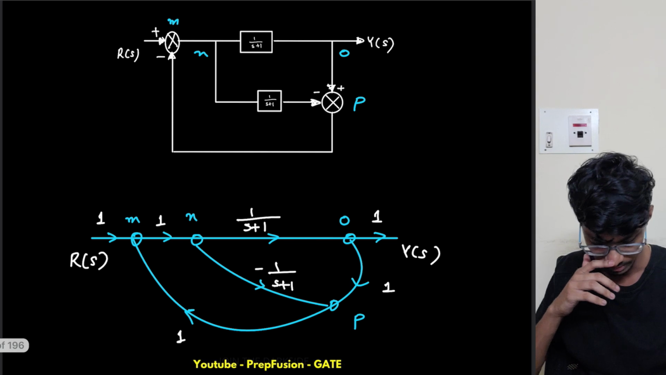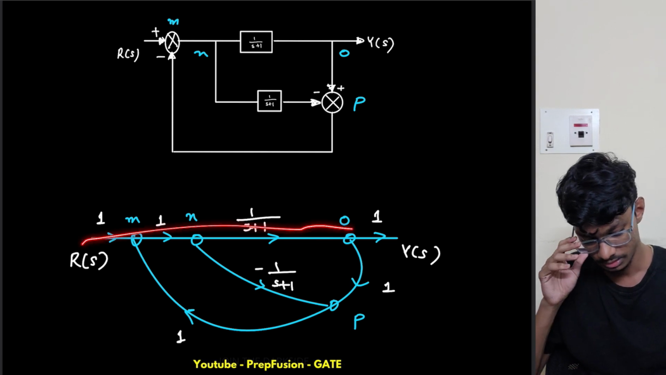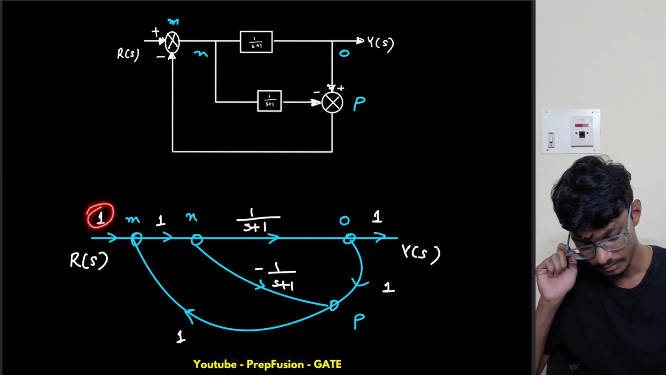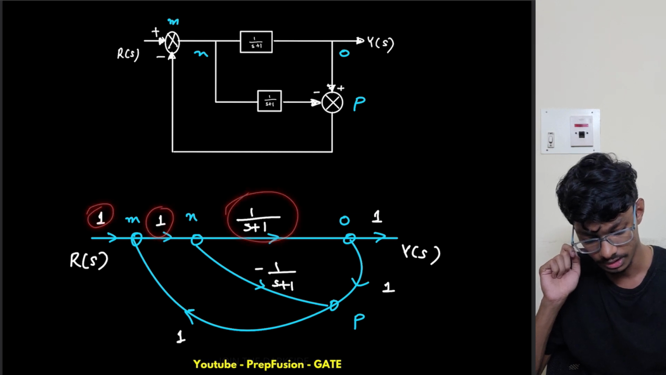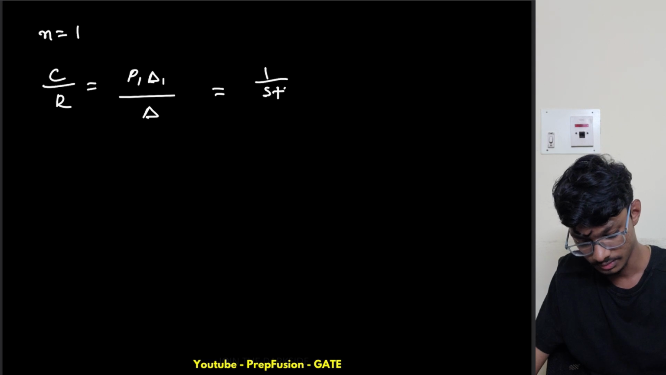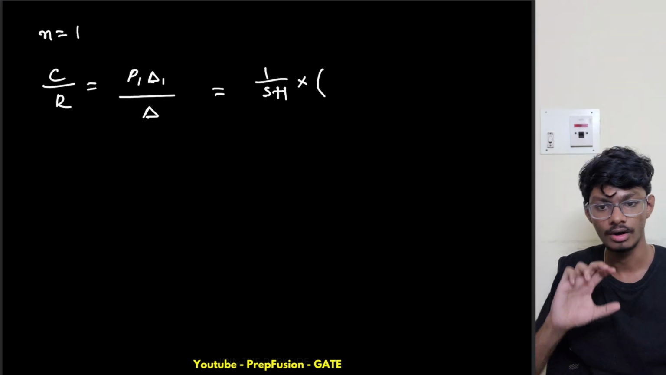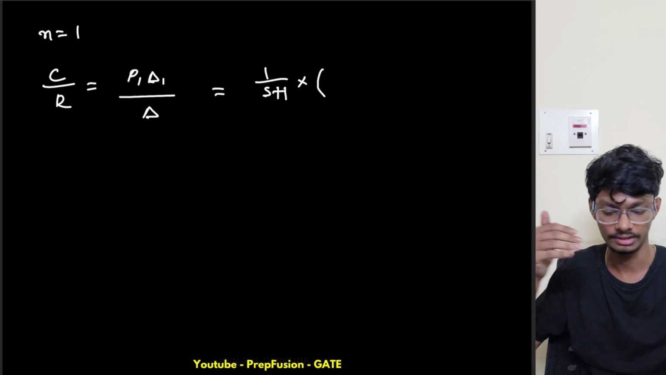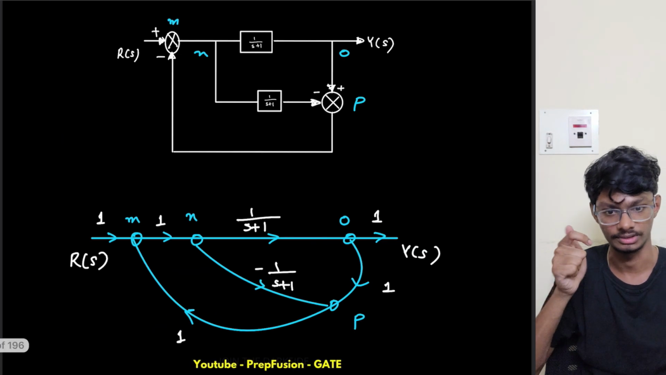Now what is basically P1? P1 is this one, right? So this is 1 times 1 by s plus 1 times 1. So it is 1 by s plus 1 basically. Now what is delta 1? Now I will do this directly instead of writing individually. So you have to practice with me like that.